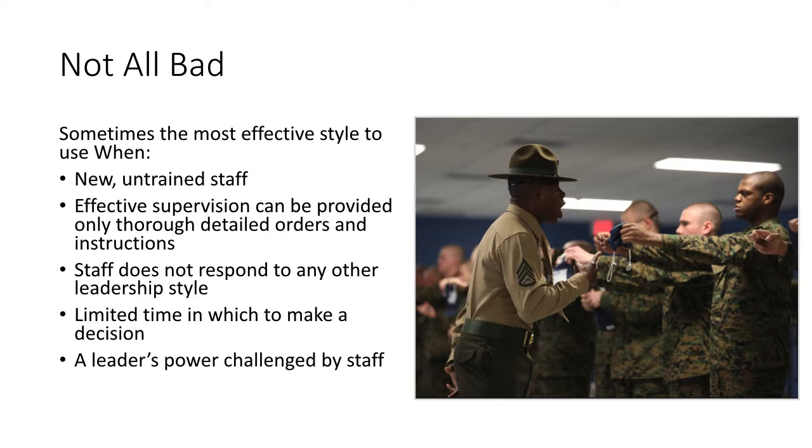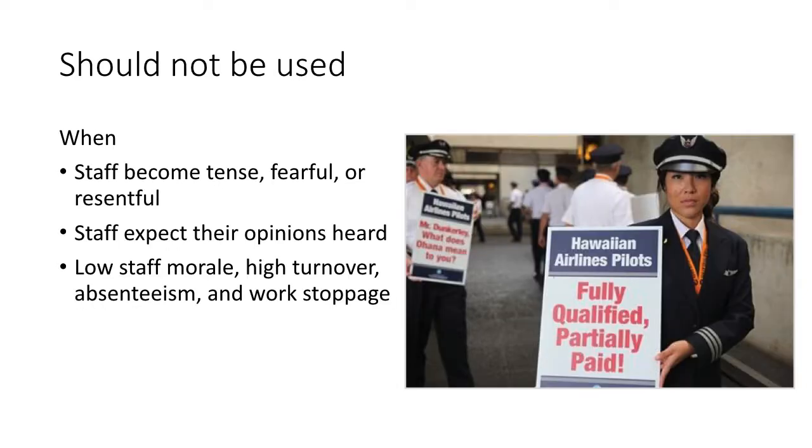Also, if you have a limited time to make a decision, an autocratic leader is best because from the previous chart, we saw that the directing leadership style is the most efficient with respect to time. Should not be used when you already have a staff that's on pins and needles, maybe some prior event. The staff expects to be heard or have interaction into your process, or morale is low and turnover is high. How many organizations is that in America?